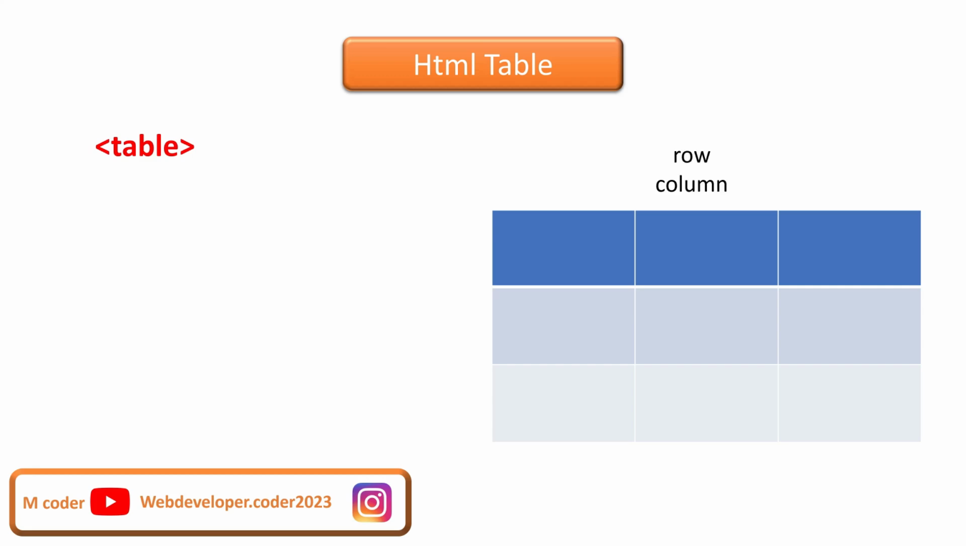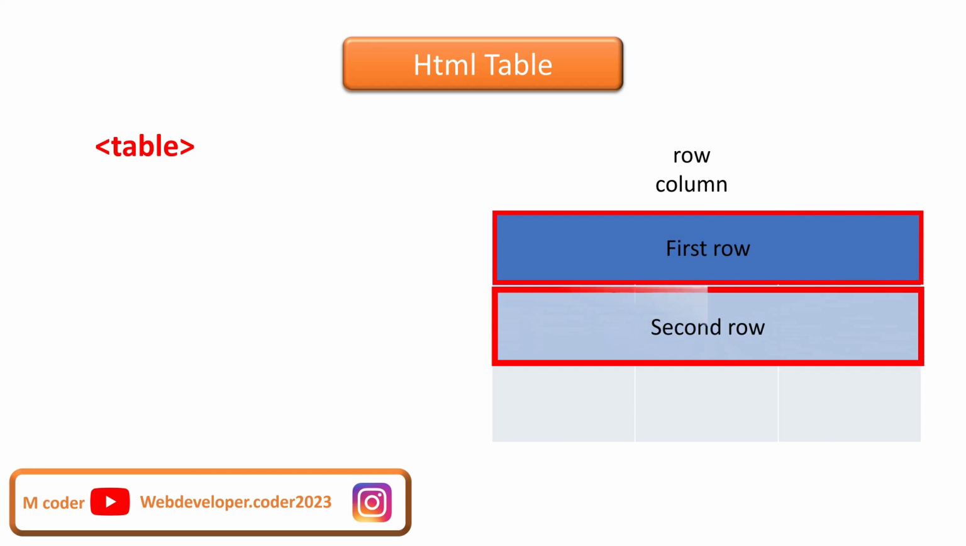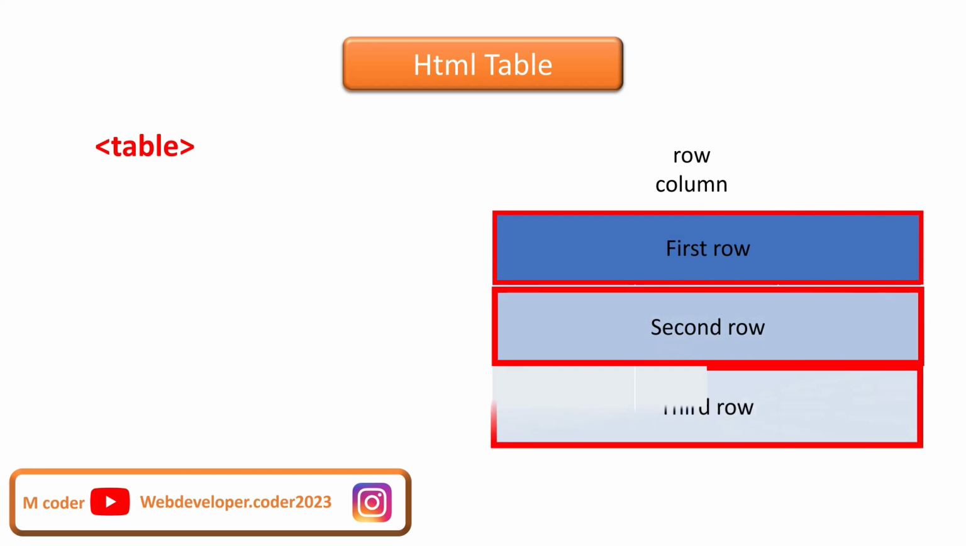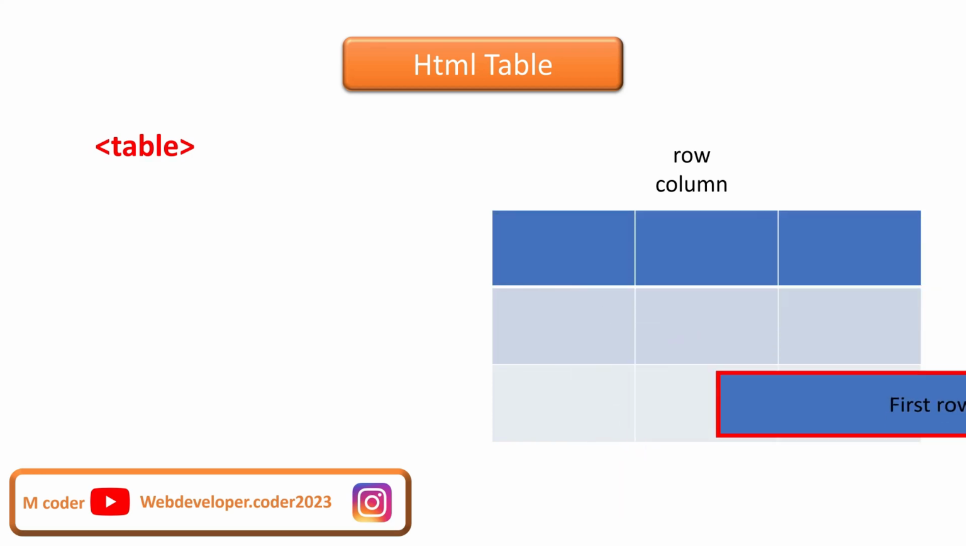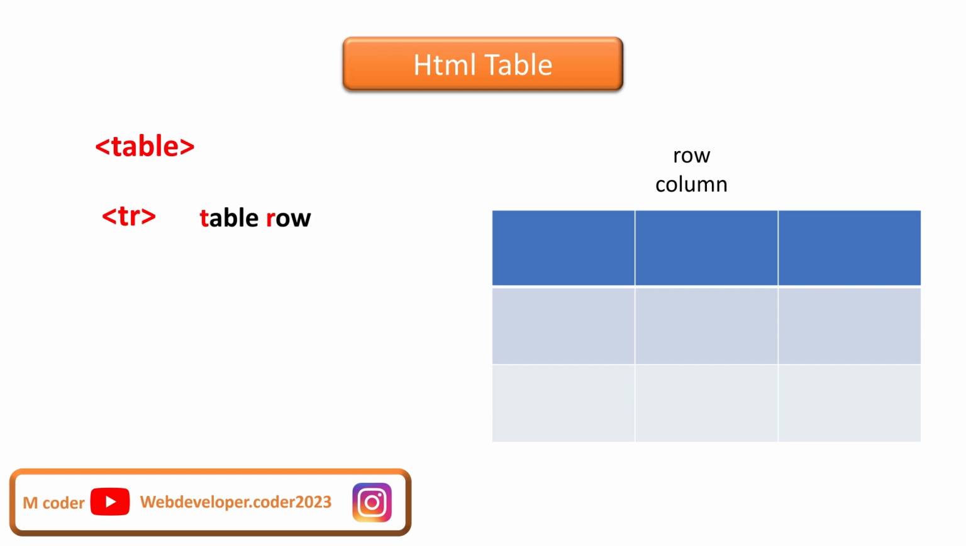Now there is an issue. The table contains several rows and columns. This is the first row, and this is the second row and this is the third row. Also, it contains 3 columns. So tables are made from a number of rows and columns. We have another tag called TR, which stands for table row. T is the first letter of table and R is the first letter of row.